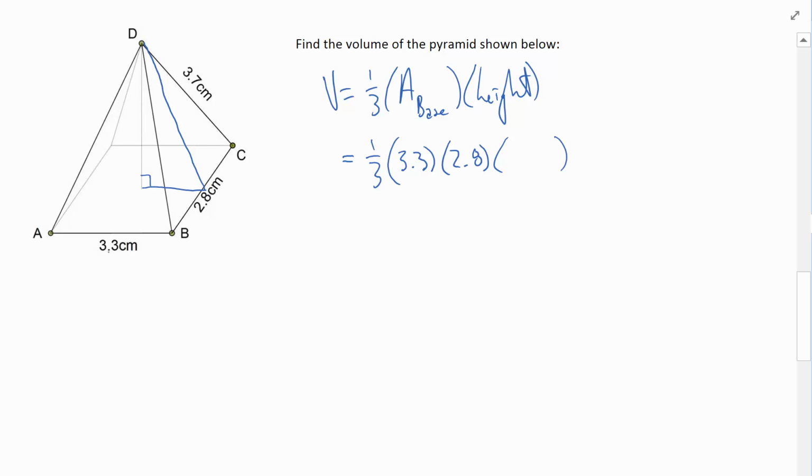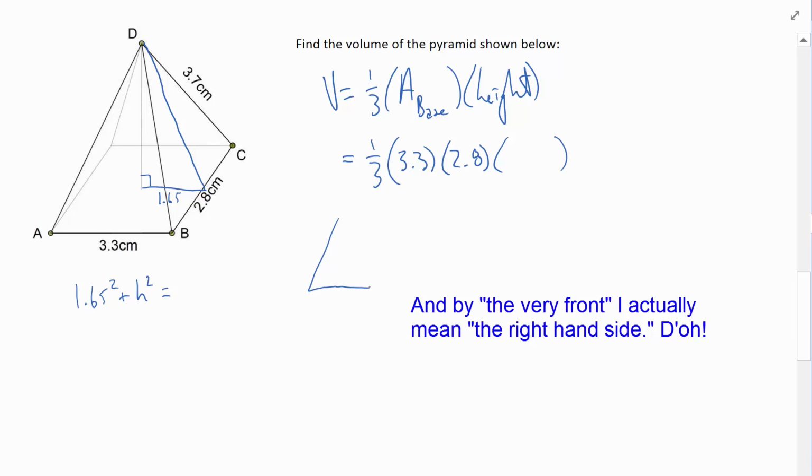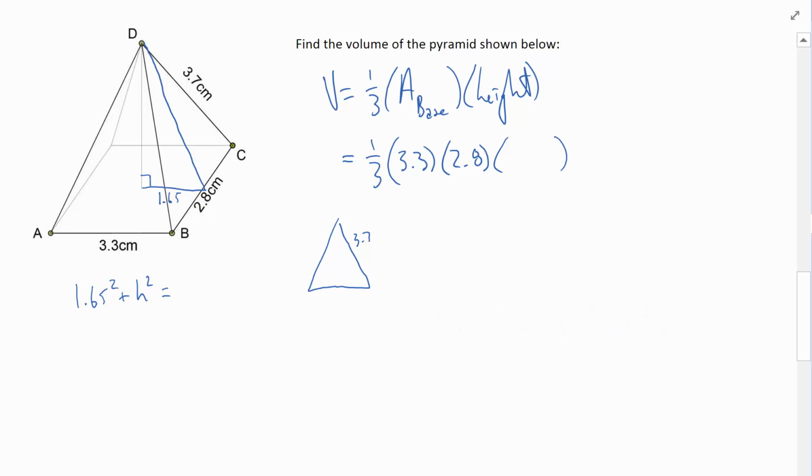If the front side AB is 3.3, that means this is half of that, 1.65, no problem. So we'll have 1.65 squared plus h squared is equal to, oh, we don't have the slant height. Okay. Oh, I know. Look at that triangle DBC on the very front, sitting like this. We've got 3.7 from D down to C and 2.8 all the way across the front. So of course half of that 2.8 is 1.4.